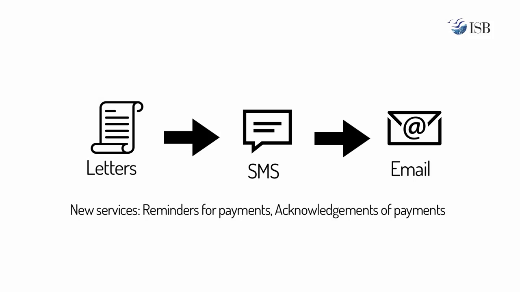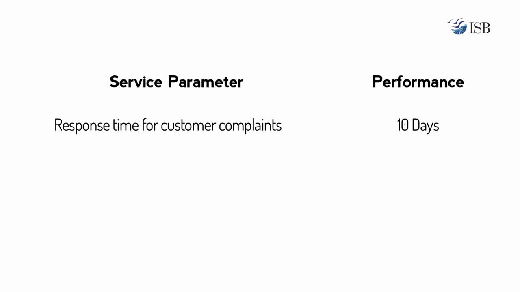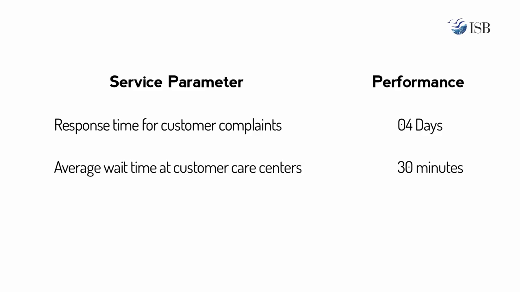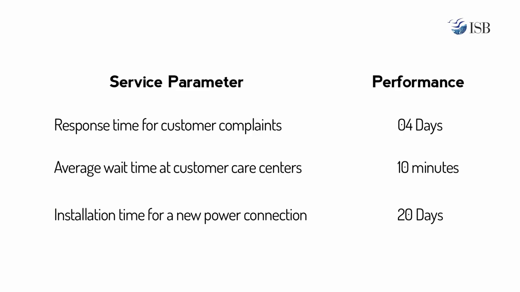Many services such as reminders for payments and acknowledgement of payments, all of which did not exist previously, were now part of customer service offerings. Automation of complaint reply letters resulted in a decrease in response time from 10 days to 4 days. Queue management systems at customer care centers reduced the average wait time from more than 30 minutes to approximately 10 minutes. Prior to upgrading the IT systems, a new power connection would take more than 20 days to install. This was reduced to 3 to 5 days after the implementation of the ERP system.